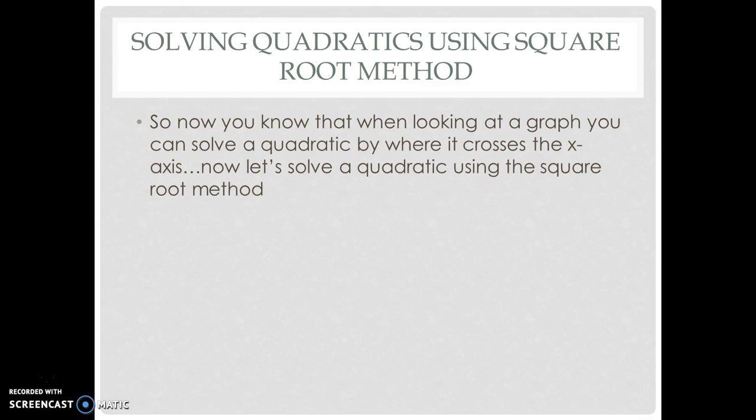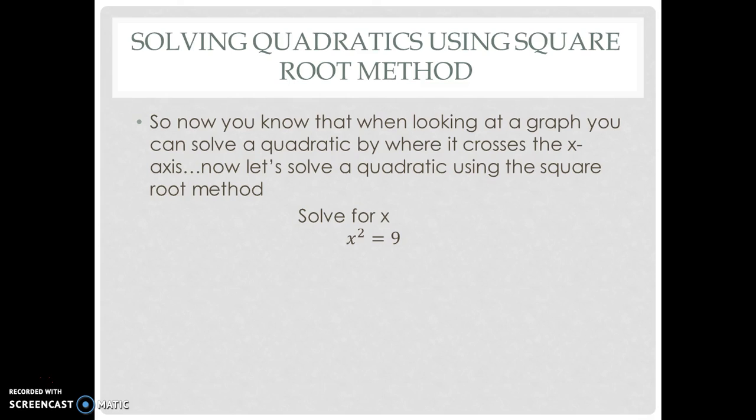So again, you don't have to write every single thing down. Remember, it's notes for you. Okay? So now that you know that when looking at a graph you can solve a quadratic by where it crosses the x-axis, now let's solve a quadratic using the square root method. So we're going to use algebra this time to solve a quadratic.